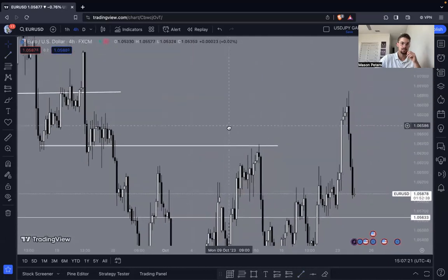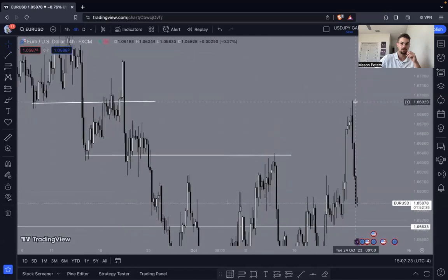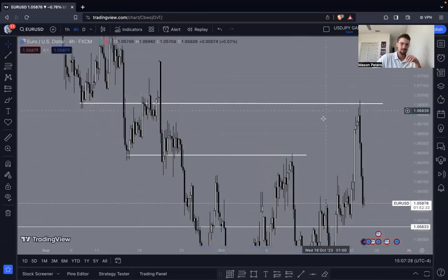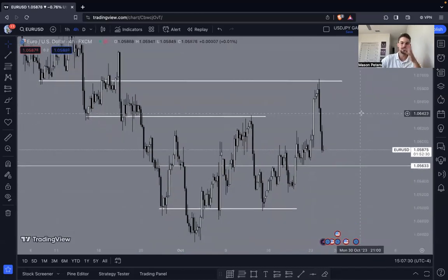Well, where did it go? Let's see where it went. So it went back. Wow. It wicked all the way back to this support all the way up here. Isn't it just so unique? I find it so unique how it just trades through these levels. And you never know which home run you're going to hit.